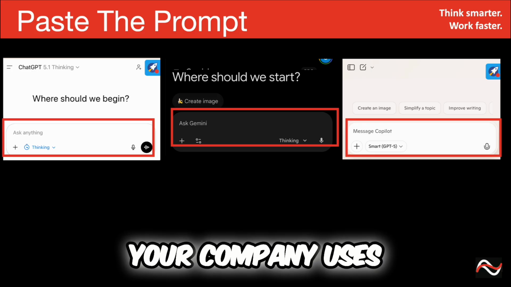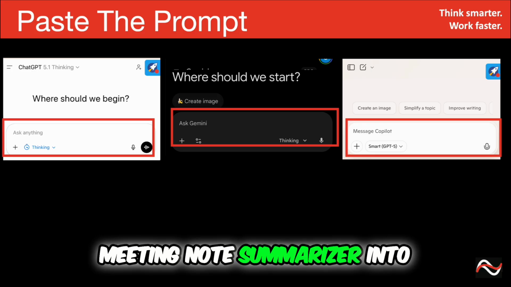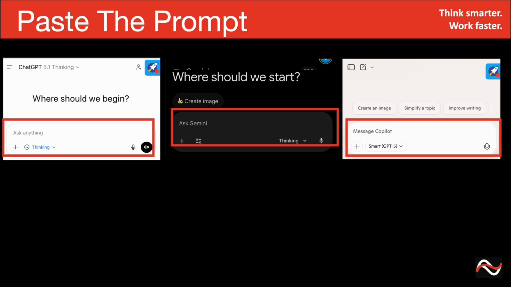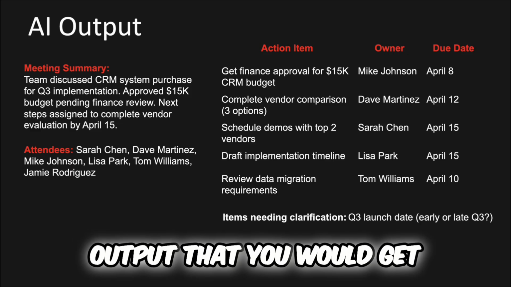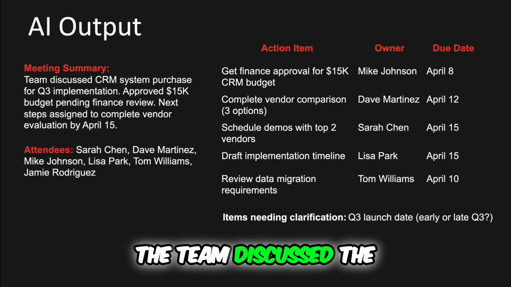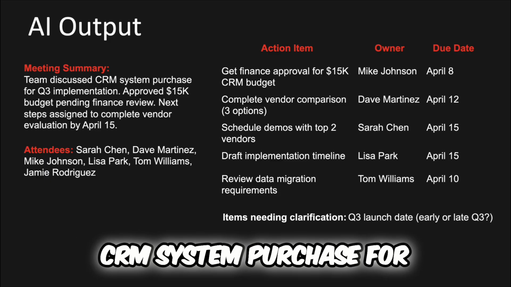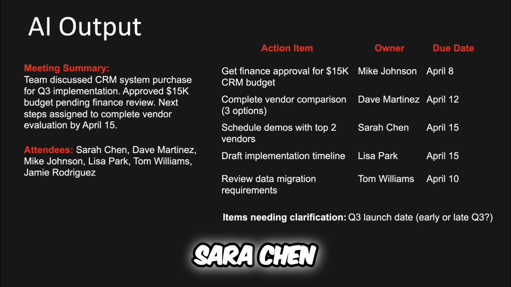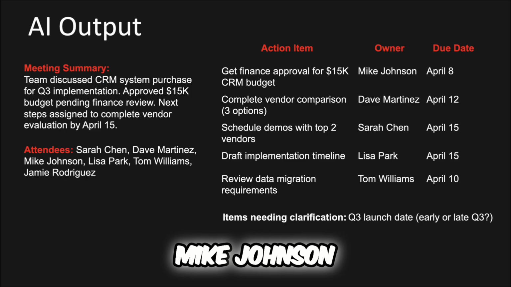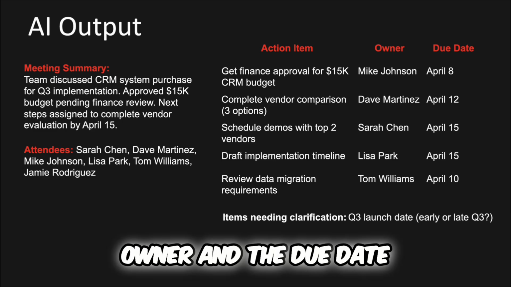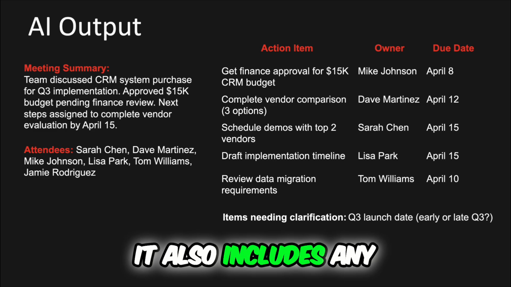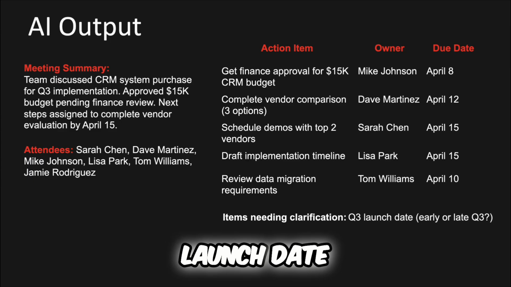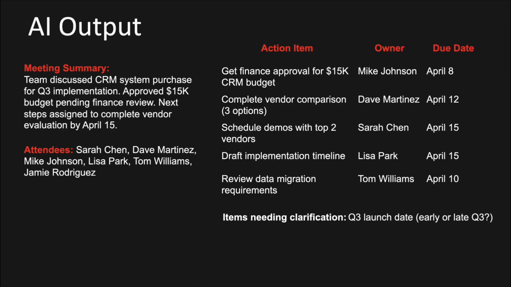Depending on which your company uses, you would paste that meeting note summarizer into one of these windows. And this is the output that you would get. Here's the meeting summary. The team discussed a CRM system purchase for Q3 implementation. Here were the attendees: Sarah Chen, Dave Martinez, Mike Johnson. And here are the action items with the owner and the due date. It also includes any items needing clarification, such as a Q3 launch date. Is it early or late Q3?